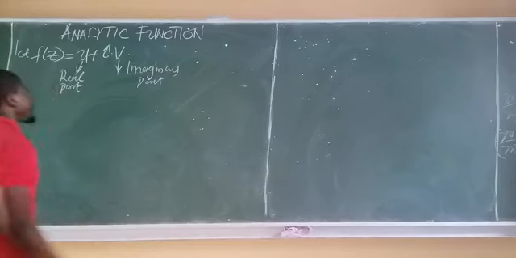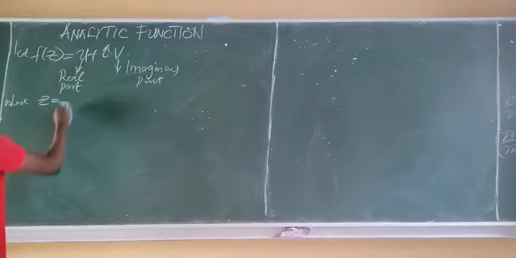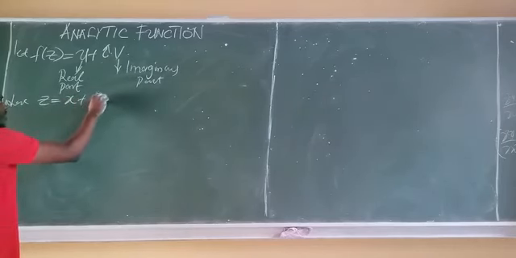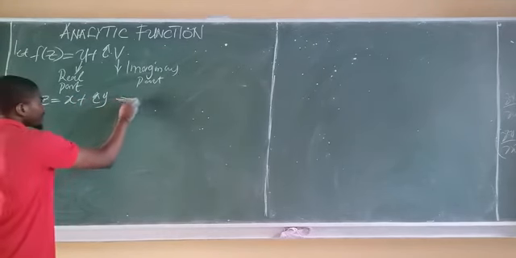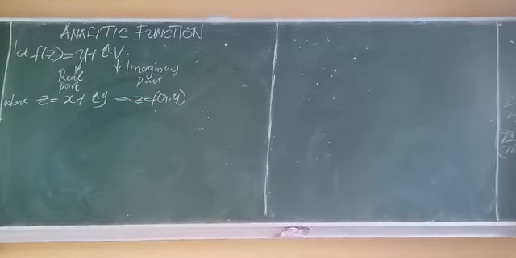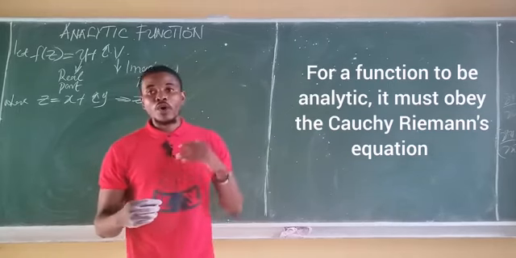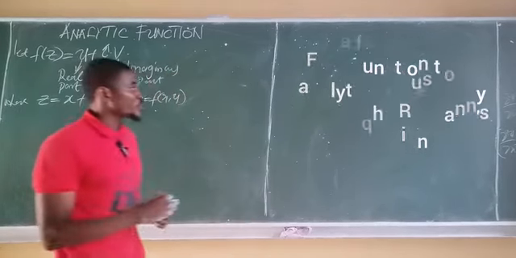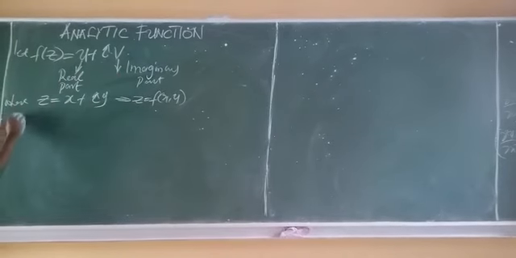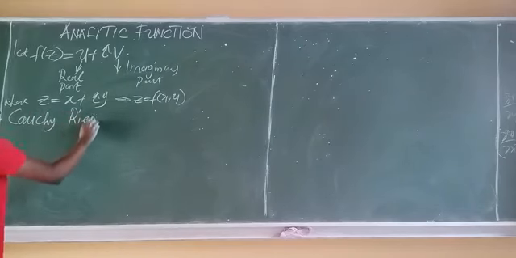All right, imaginary part. So let f of z be equal to u plus iv, where z itself is actually also a complex number given as x plus iy. This actually implies that f is a function of both x and y. Now, for a function to be analytic, that function must obey the Cauchy-Riemann equations. For a function to be analytic, it must satisfy or obey the Cauchy-Riemann equations.